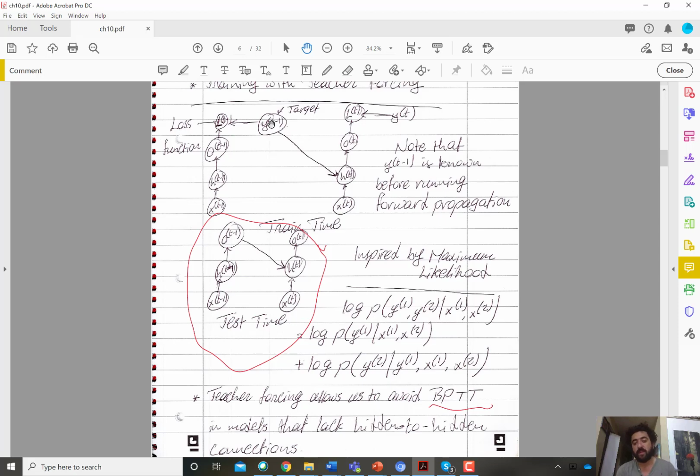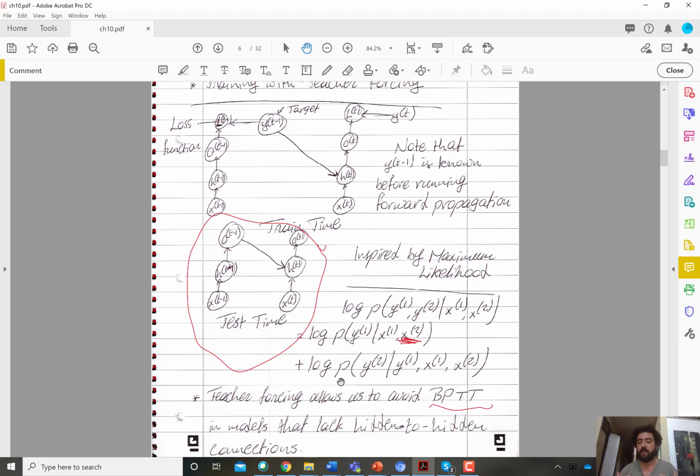Now, another reason this is useful from a statistical standpoint, not just a computational standpoint, is that it captures the maximum likelihood principle. So if I take the logarithm of the conditional probability of y1 and y2, like the first two time steps only, given x1 and x2, this decomposes into the logarithm of the conditional probability of y1 given x1 and x2, plus the logarithm of the probability of y2 given y1, x1, and x2. Right? So if I remove this dependence of y1 and x2 here, right?